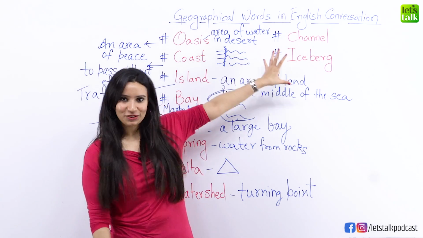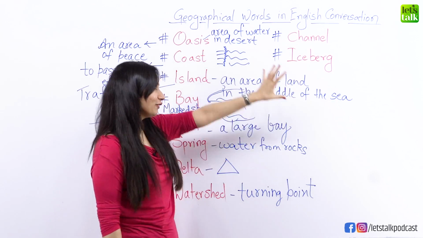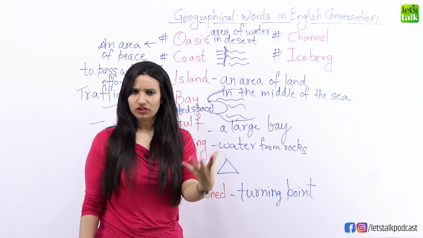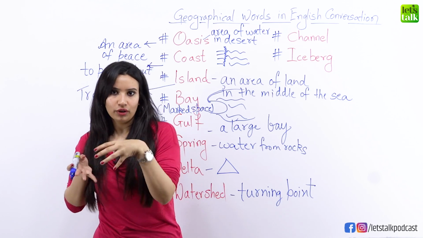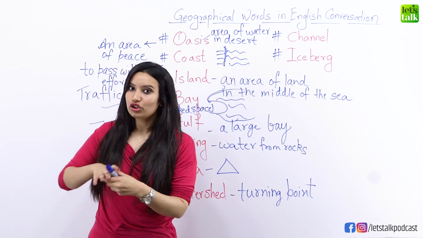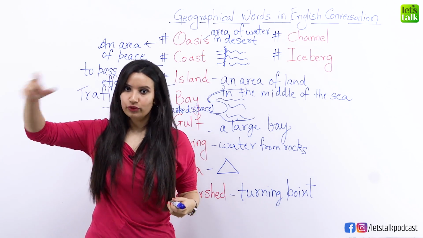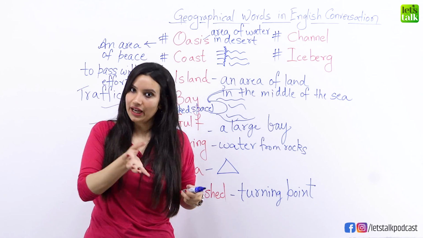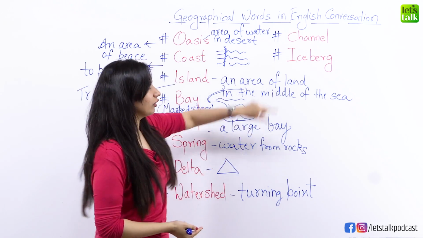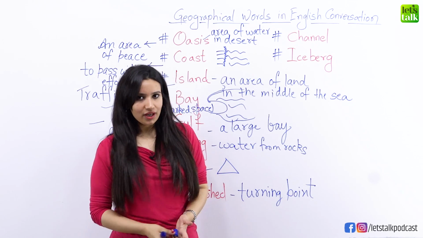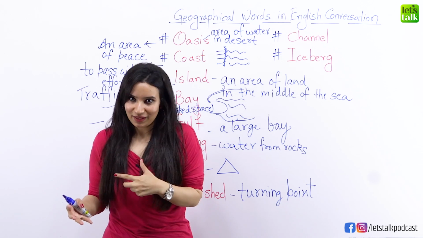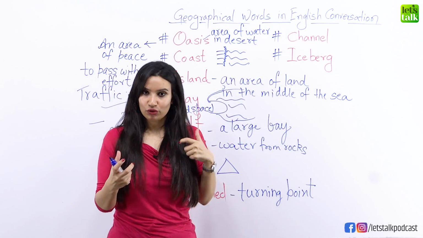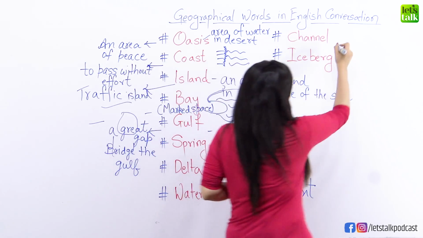Now we have the last two words from geography, and the first one is a channel. So you know what a channel is, like a river channel. So any area of a river that can allow ships to pass through. So when a ship can pass through any area of river, that's called a water channel. But in English, we use channel to communicate with someone. So channel can be used to communicate.